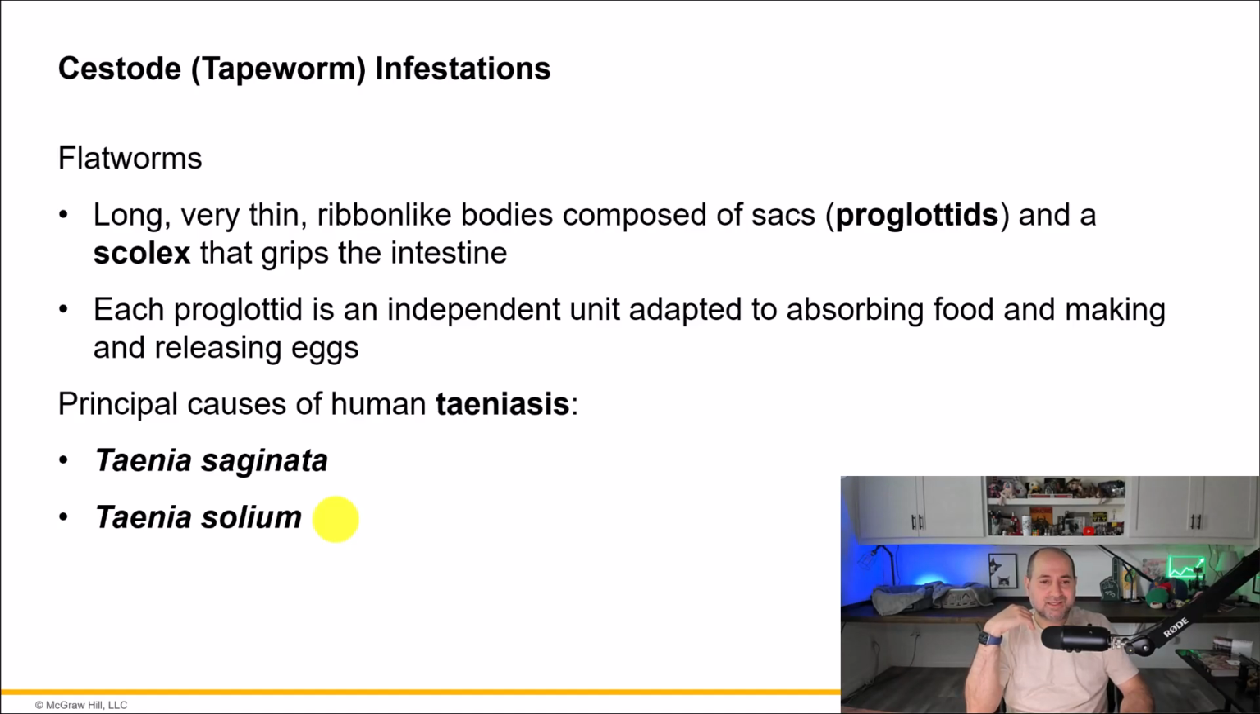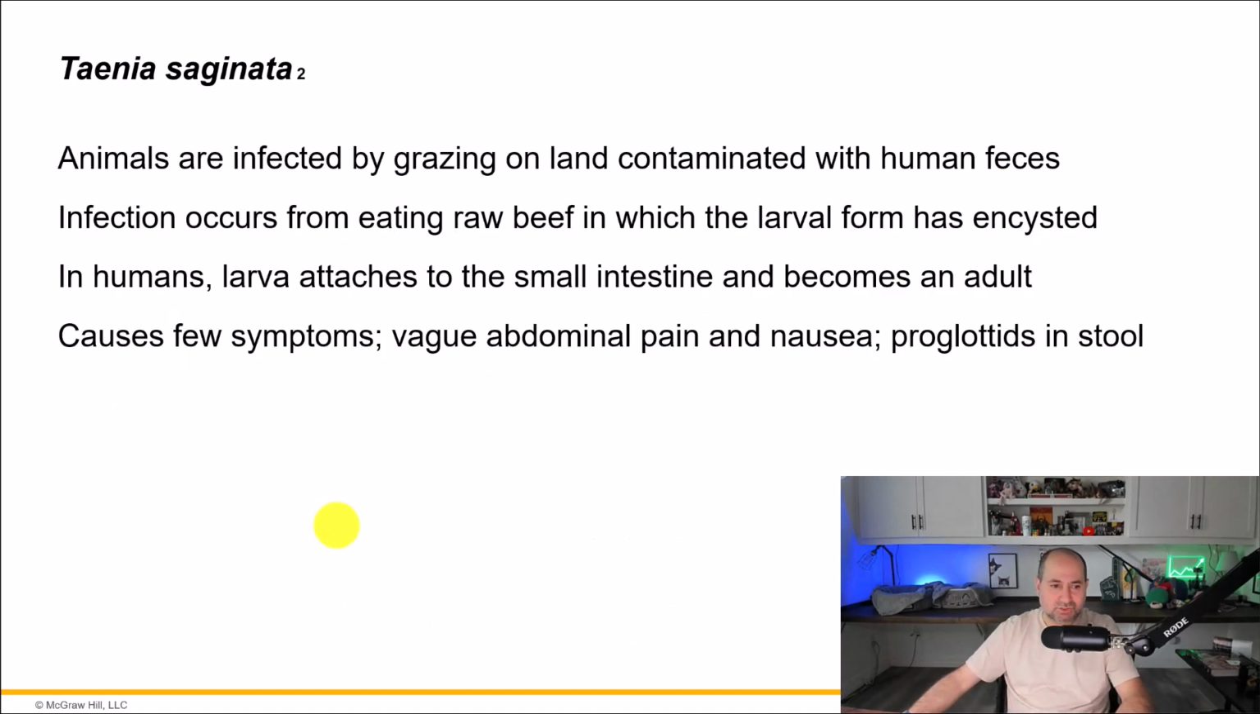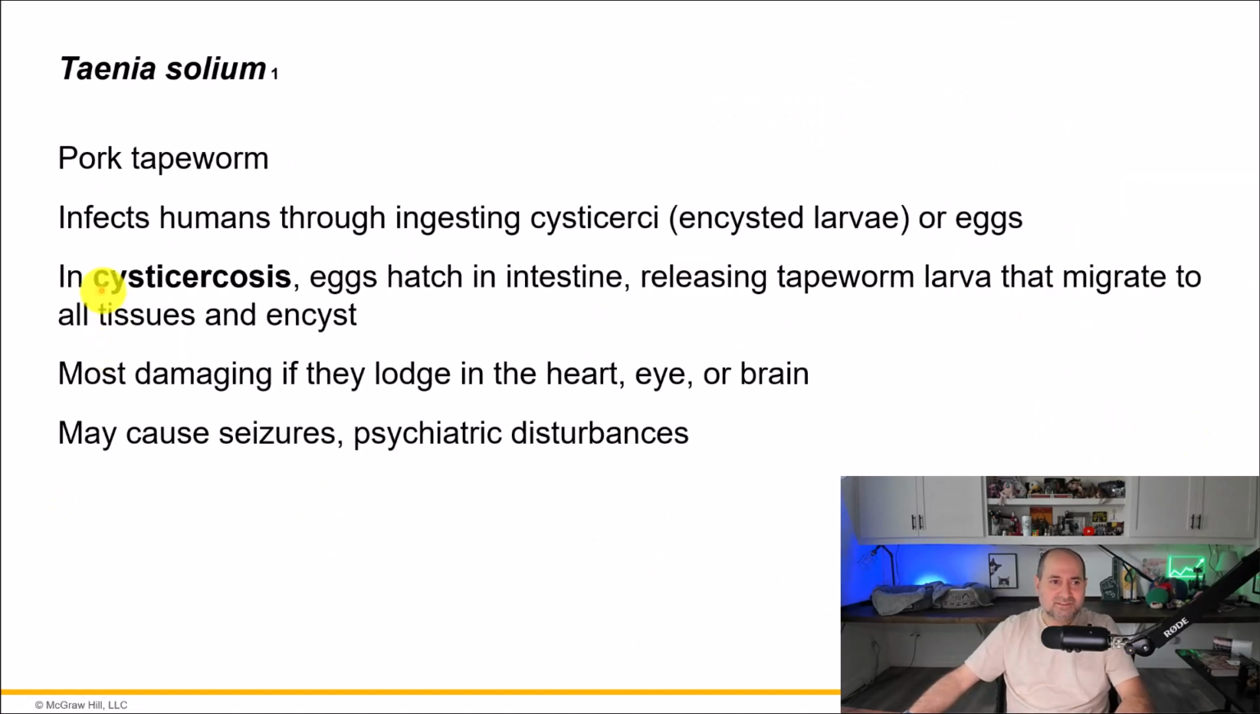And that's because it can actually leave the intestinal tract and form cysts all around the body. Do you guys remember what that's called? You should know that that's called cysticercosis. You should know about cysticercosis, where eggs hatch in the intestine, releasing tapeworm larvae that migrate to all tissues and encyst. That's how you get those tapeworms in the brain and the lungs and all over the body, right? So we should know that the pork tapeworm is capable of doing that, not the beef tapeworm.